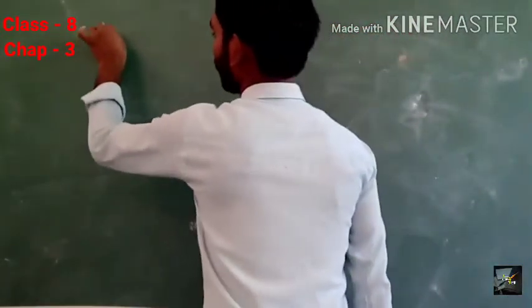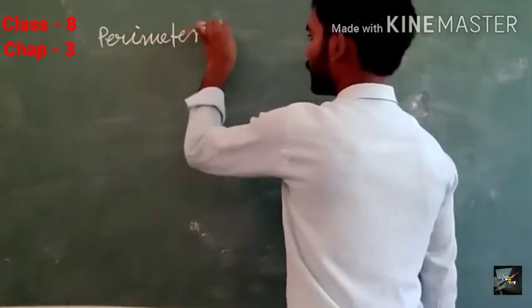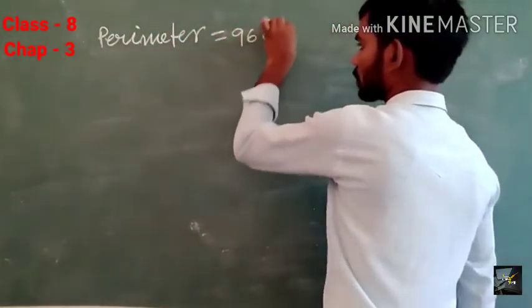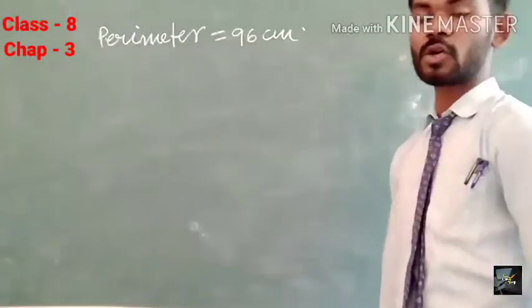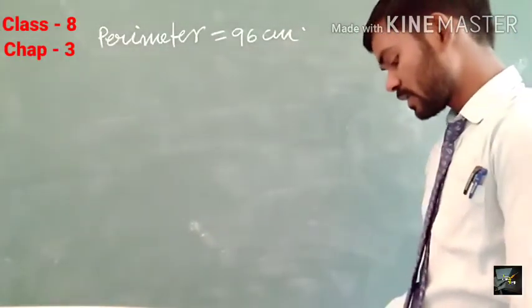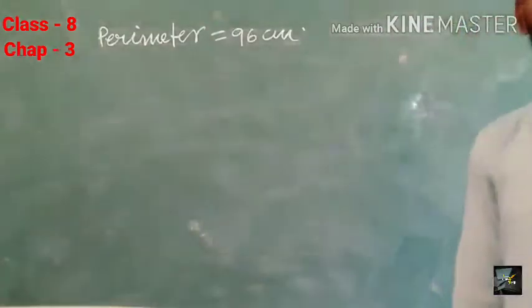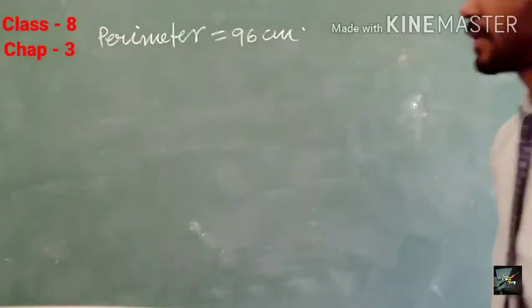The next question is based on the perimeter of a rectangle. A rectangle has a perimeter of 96 centimeters. The perimeter of the rectangle is given as 96 centimeters. The next condition in the question is that its length is twice its breadth. Then find its length and breadth.